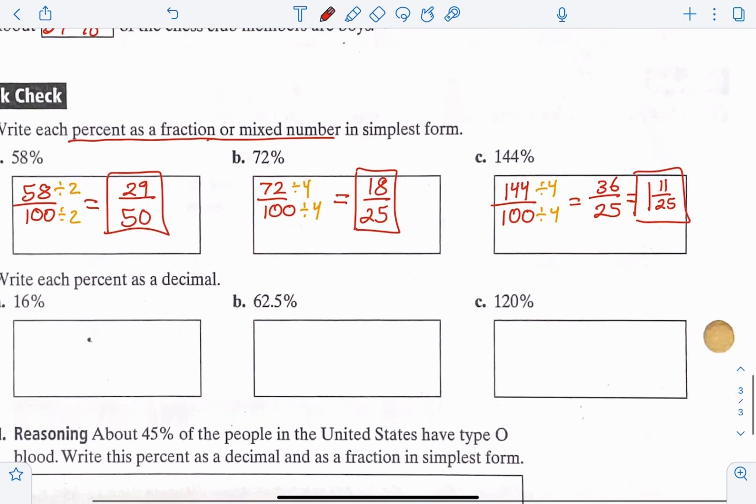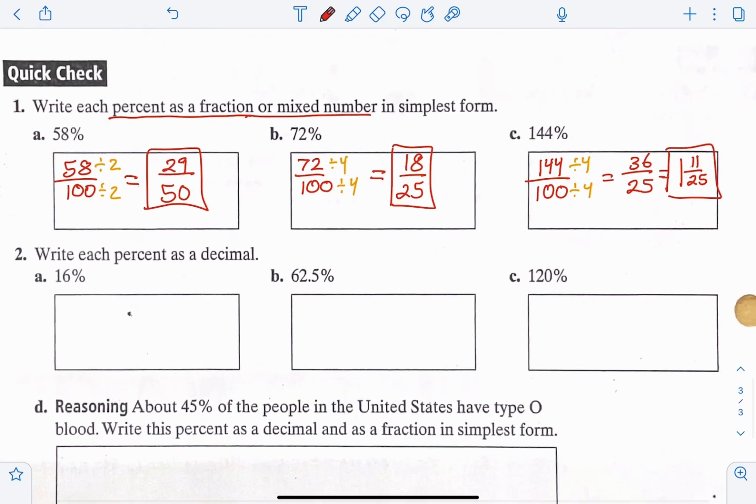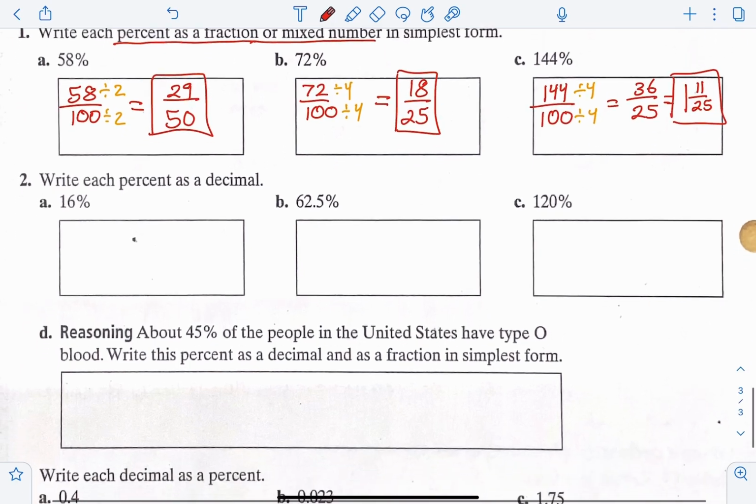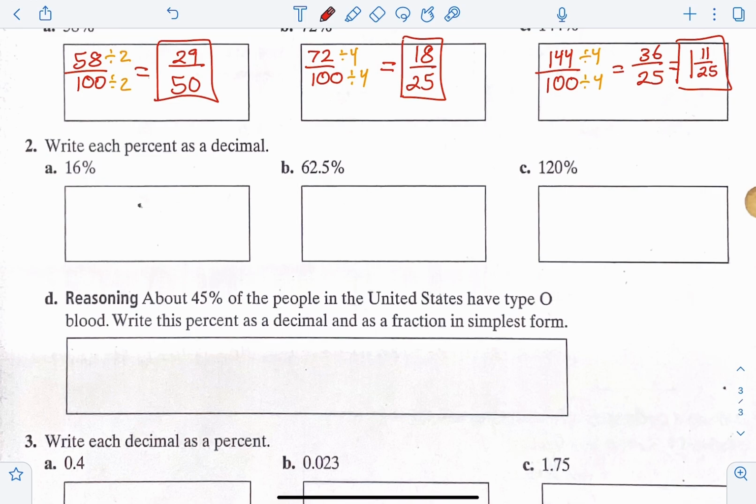Okay, so putting it over 100 and then simplifying. When you simplify, if it's an improper fraction, turning it into a mixed number. And that's how we take percents and write them as a fraction. All right, the next set says write each percent as a decimal. So to go from a percent to a decimal, on the other side we said that we divide by 100. So I'm going to take 16 and divide by 100, and I'm going to get 0.16 as my answer.